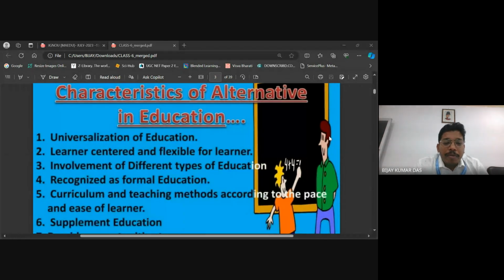Third thing is involvement of different types of education. You mean what kind of education? Right, like formal, informal, non-formal education, skill-based education, life skill education.